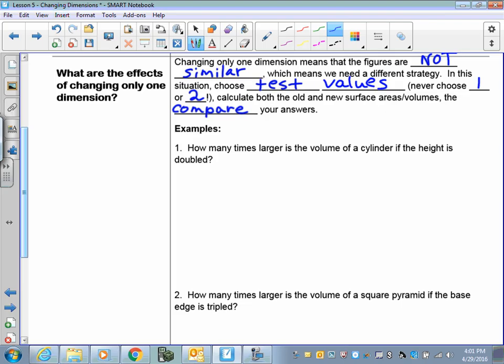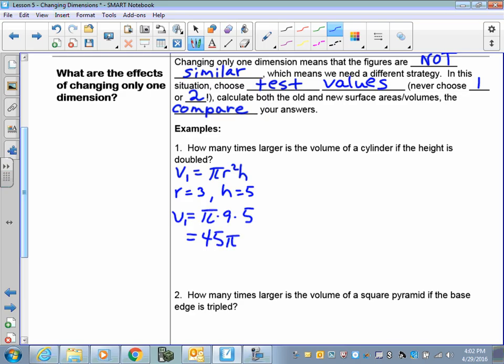How many times larger is the volume of a cylinder if the height is doubled? Okay, let's take cylinder 1. The volume of cylinder 1 is pi r squared h, the area of the base times the height. So here come our test values. We're going to let r equal 3 and we're going to let h equal 5. These are just the values we're using. So the volume of this first cylinder is pi times 9 times 5, which is 45 pi.